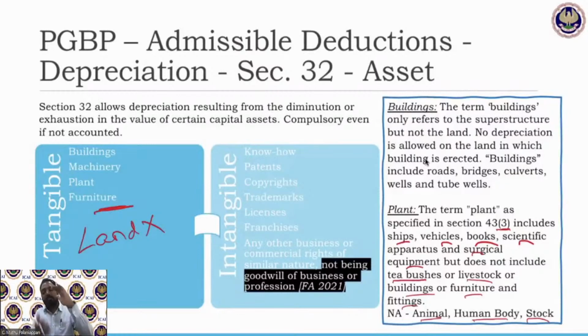So these are all called specified tangible assets: buildings, machinery, plant, and furniture. We discussed what is referred to as building. We also discussed what is defined as plant under section 43, clause 3. Now, moving on, we need to understand intangible. We said tangible is something physically visible, which can be touched and felt, with a structure and a design. Now, what is intangible? Exactly the opposite, right? You would all be experts by now on what intangible is, because you would have studied it for ages.